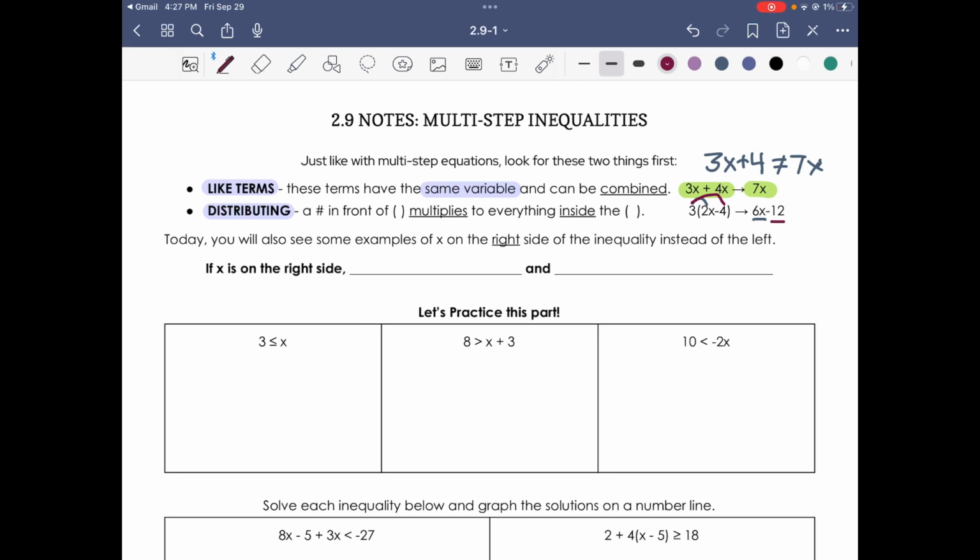You are also going to see some examples where x is on the right side of the inequality instead of the left. And there are a lot of different ways you can solve these. For right now, though, my suggestion is going to be that if x is on the right side, switch the order. And when you switch the order, you have to flip the inequality symbol as well.